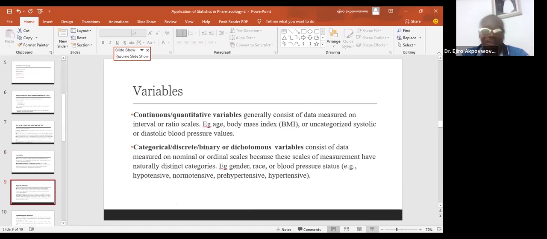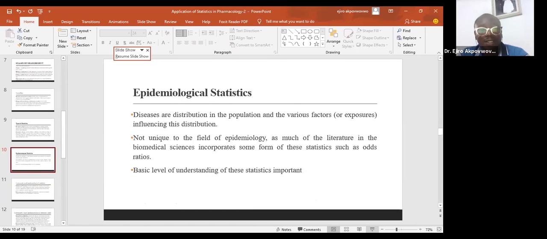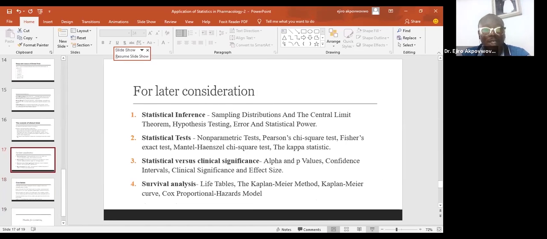I think she basically covered all that we need to in this short time. However, there is a whole lot that we can take a look at in statistics. And that is why for further consideration, we said there are 5 other topics that need to be dealt with. And these include statistical inference, statistical test, statistical versus clinical significance, and survival analysis. And for each of these major themes, we have sub-themes.